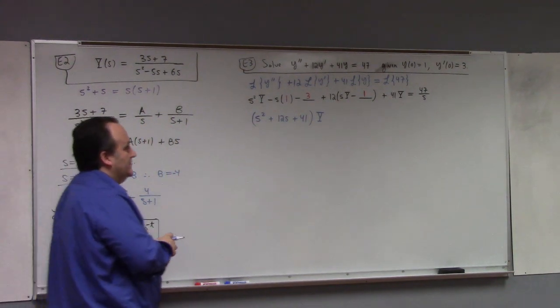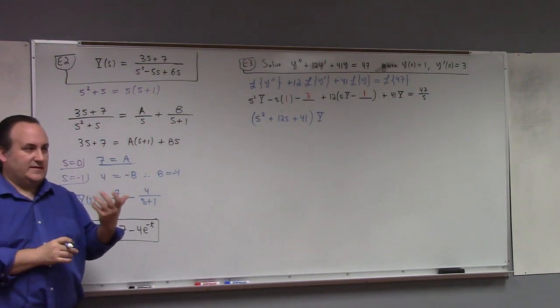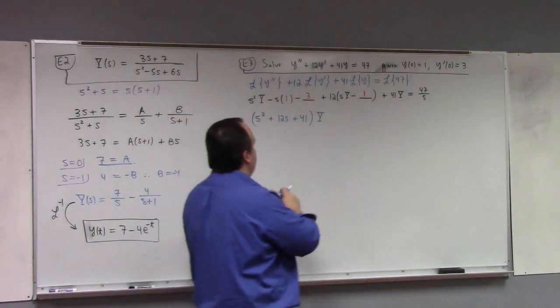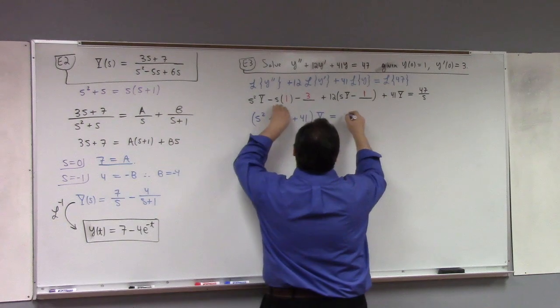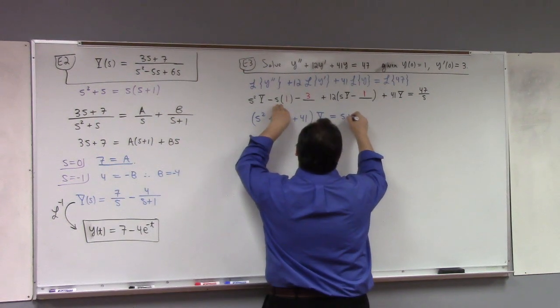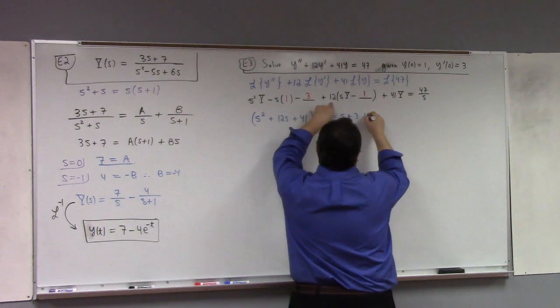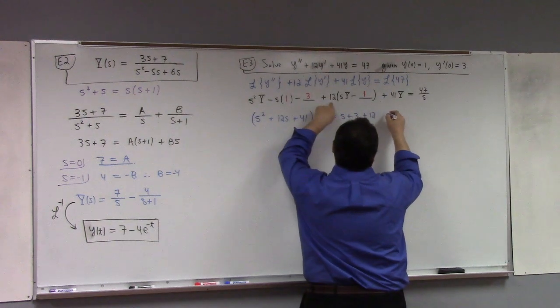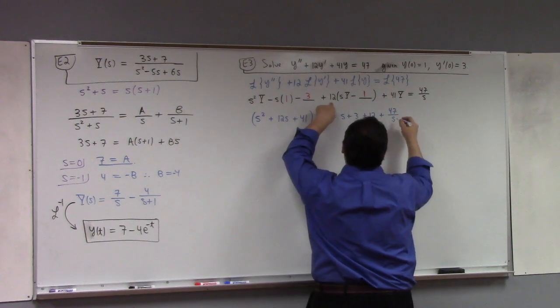You can look for this. And then everything else is just kind of junk that is appearing because of initial conditions. And I'm going to move that to the other side. So this is equal to s plus 3, don't forget to multiply by the 12, plus 12, plus 47 over s. All right.